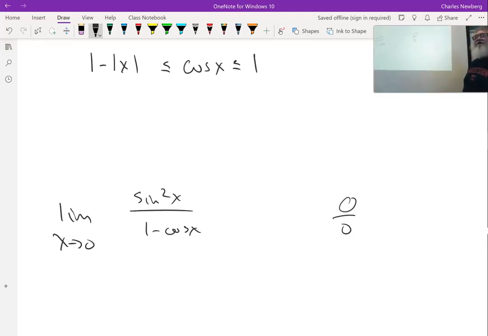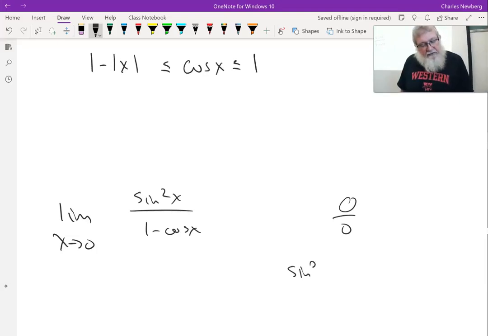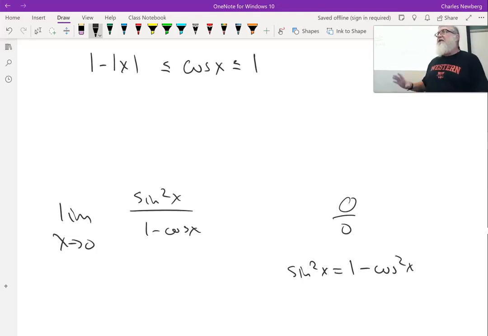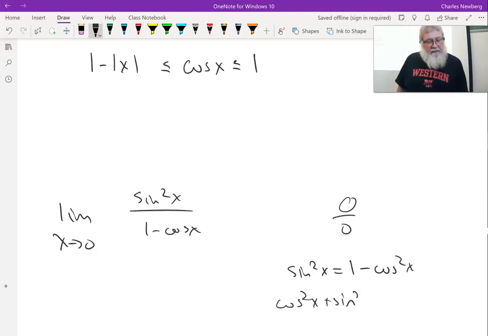Okay, we got sine squared up there. Anybody think of another way of writing sine squared? We got cosine down in the denominator. Sine squared is what? 1 minus cosine squared, right? So I could use the fact that sine squared x is 1 minus cosine squared x, that Pythagorean identity. Cosine squared x plus sine squared x equals 1. So let's substitute that in.